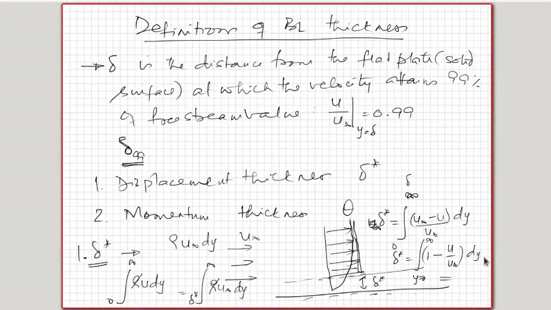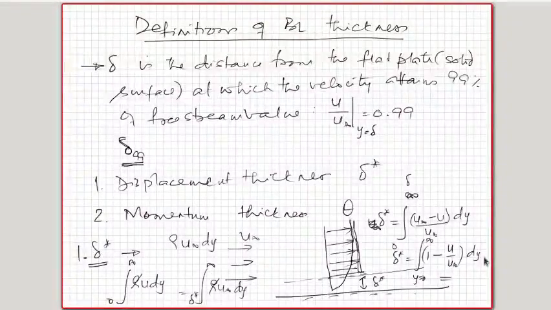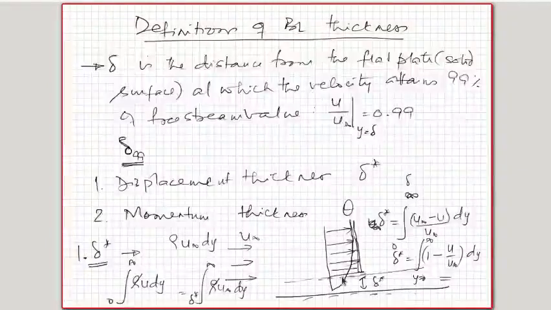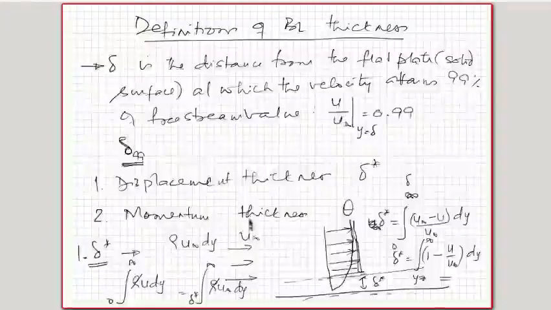So basically, what does delta star say? Delta star is the distance by which the boundary layer is apparent, so the free stream is apparently displaced because of the presence of the boundary, the solid wall. That is, whatever mass defect happens because of the decrease in velocity due to the presence of the solid wall is accounted for using a distance delta star by which the boundary layer has been apparently displaced, so that the same mass flow rate of the free stream can be taken. So that is the way we define displacement thickness.